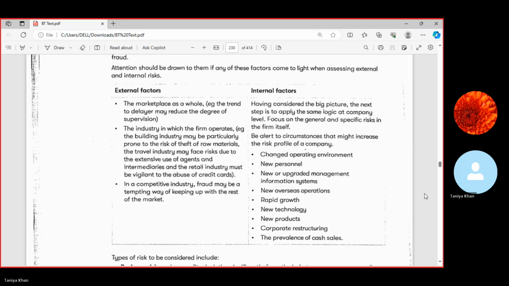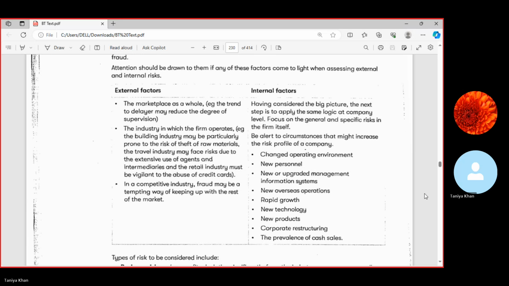Now we'll check the internal factors. In internal factors, having considered the big picture, the next step is to apply the same logic at company level. Company level means internal, inside the company. The focus is to be alert to circumstances that might increase the risk profile of a company. First, a changed operating environment. We know change is constant. Nothing is constant, definitely everything will change. So a changed operating environment will again give the employees of the company a particular chance to commit fraud.